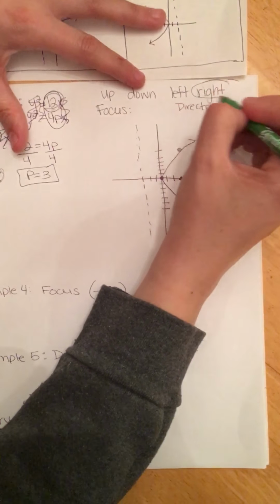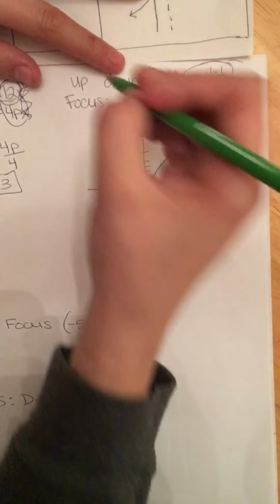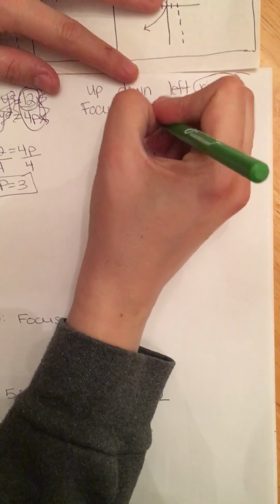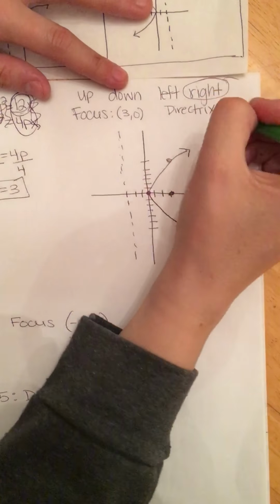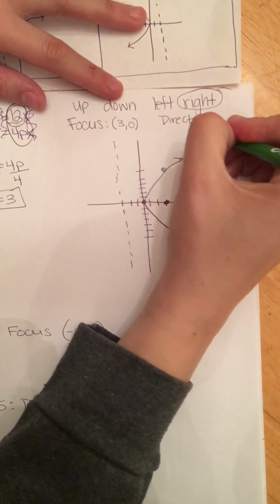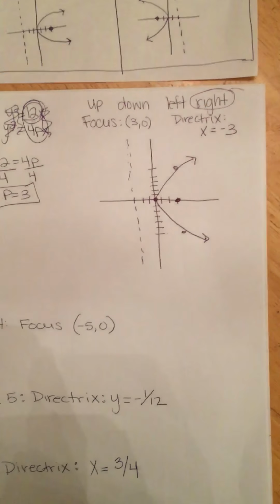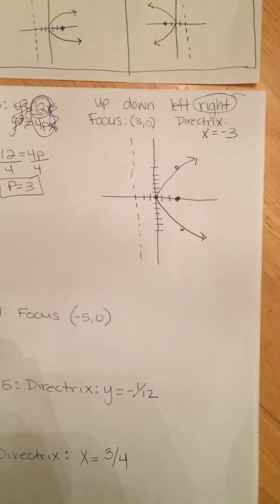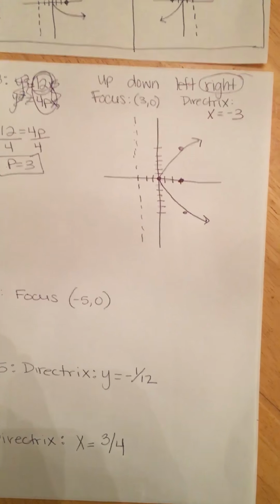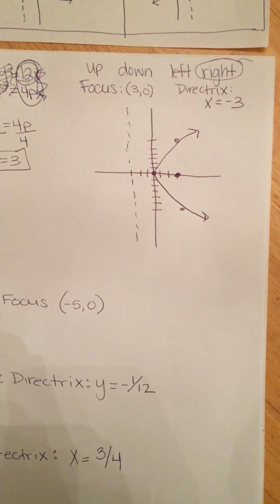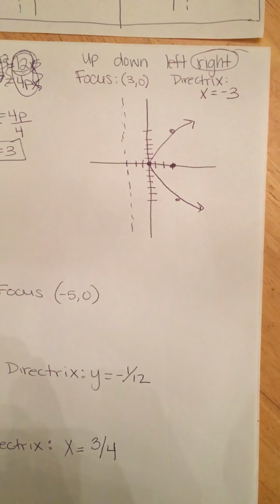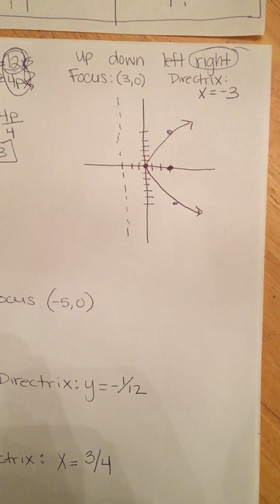So obviously this opened right. The focus is located at 3, 0, and the directrix is located on the x-axis at negative 3. Okay, so hopefully you got that. If you didn't, no big deal. Go ahead and just kind of change your work around to show this problem, so it's right in your notes.